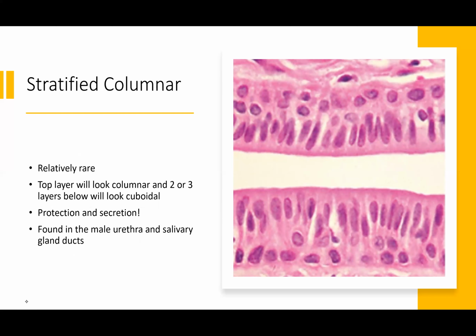Okay, next up is stratified columnar. Once again, this one is relatively rare, but the interesting thing here is that we kind of have 3 rows of cells in this image. One row looks pretty classically columnar, but the 2 below it look cuboidal. So don't let that throw you off. This is stratified columnar. And it's going to be responsible for protection and secretion, and it can be found in the male urethra and salivary gland ducts.